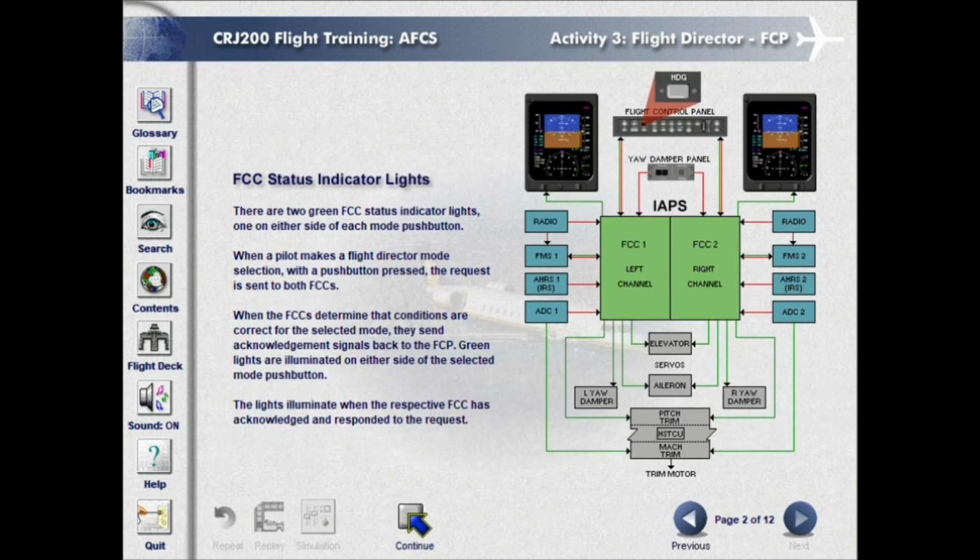There are 2 green FCC Status Indicator Lights, one on either side of each mode push button. When a pilot makes a flight director mode selection with a push button pressed, the request is sent to both FCCs. When the FCCs determine that conditions are correct for the selected mode, they send acknowledgement signals back to the FCP. Green lights are illuminated on either side of the selected mode push button. The lights illuminate when the respective FCC has acknowledged and responded to the request.